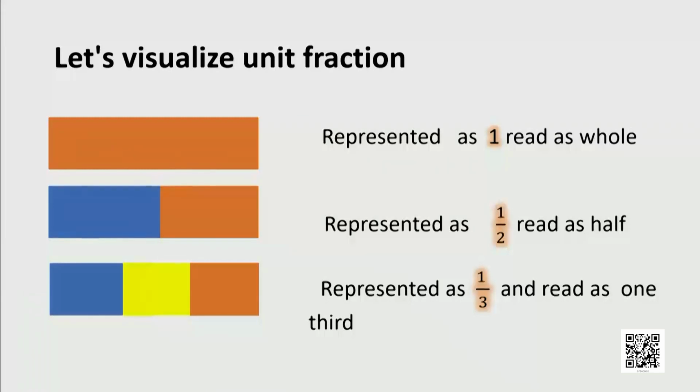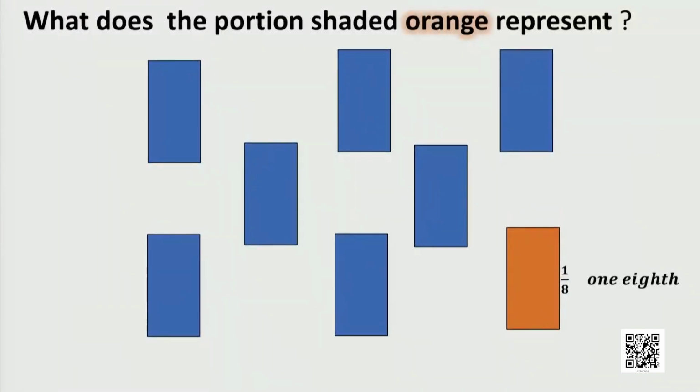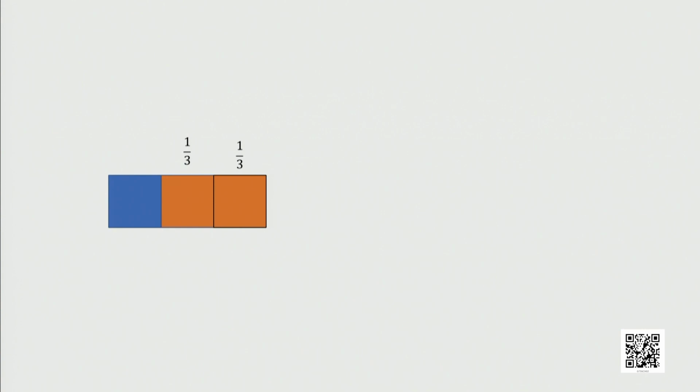Now let us come back to the question which I have asked earlier. I have a rectangle, I have divided this rectangle into 8 equal parts, and I want to give a name to each part. Probably now you have an answer for it, because this is actually a unit fraction. How are you going to represent it? Since it has been divided into 8 parts, it would be represented by the symbol 1 over 8, and it would be read as 1/8. Isn't it simple?